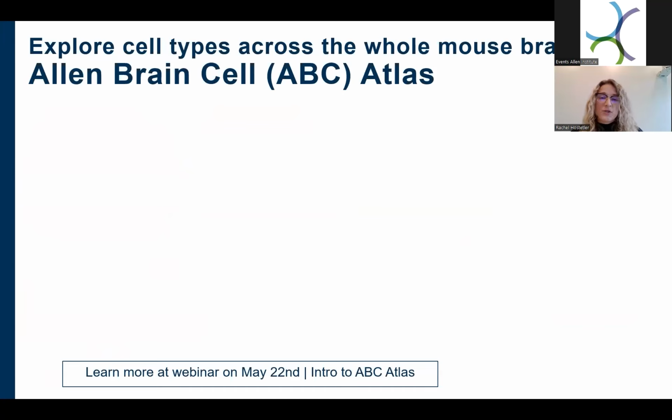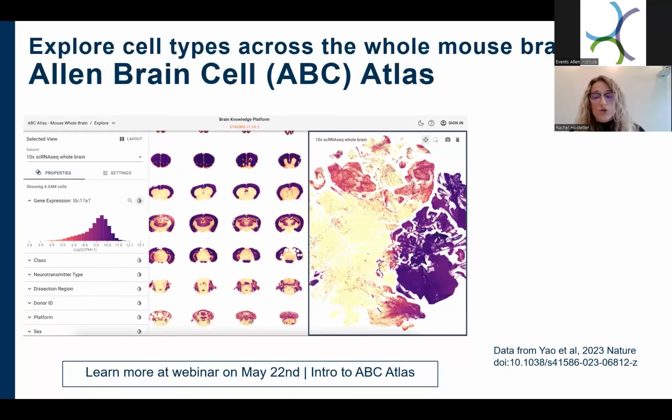And the data that was produced from these experiments was published in over 10 papers recently, but it's a lot of data to sort through yourself. And so because of that, we created the Allen Brain Cell Atlas, which is another online interactive tool to sort through these data and to make it more user-friendly.